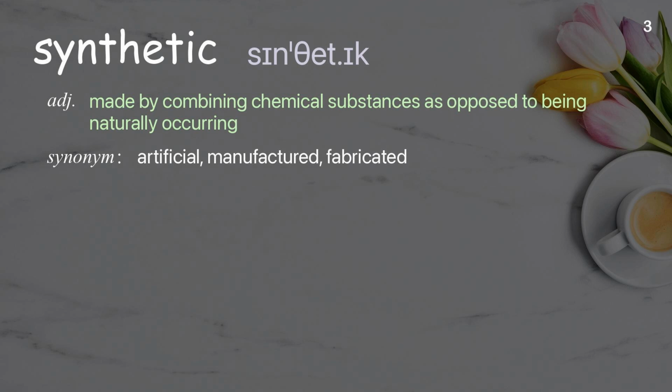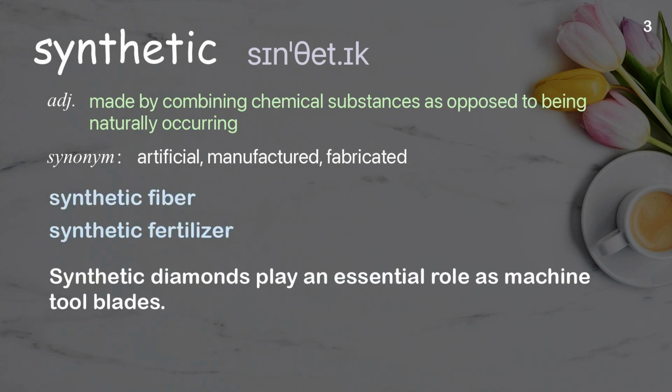Synthetic. Made by combining chemical substances as opposed to being naturally occurring. Examples. Synthetic fiber. Synthetic fertilizer. Synthetic diamonds play an essential role as machine tool blades.